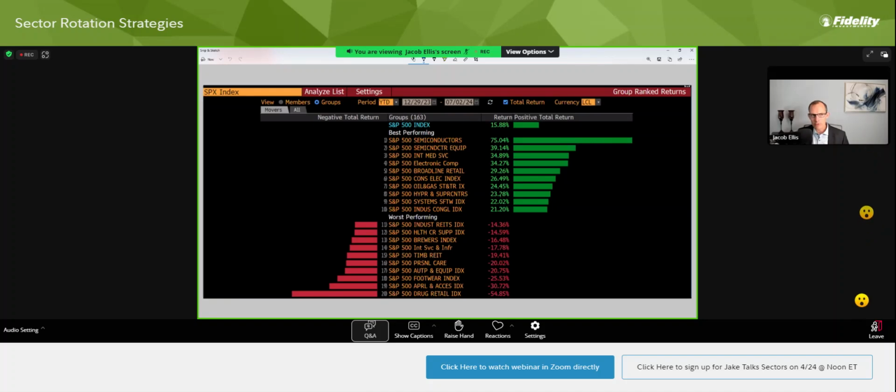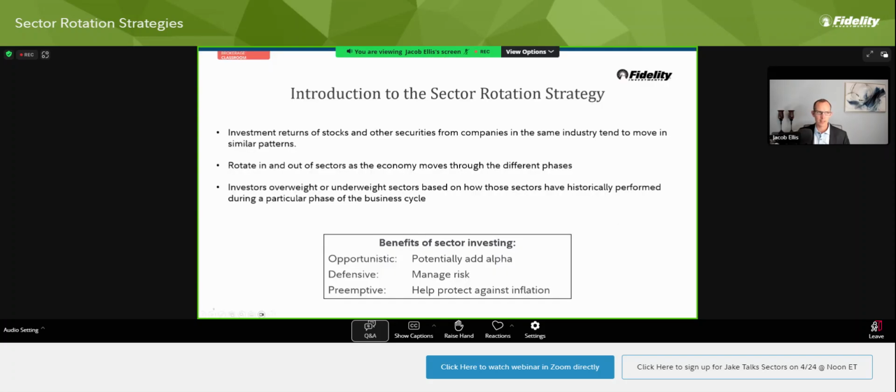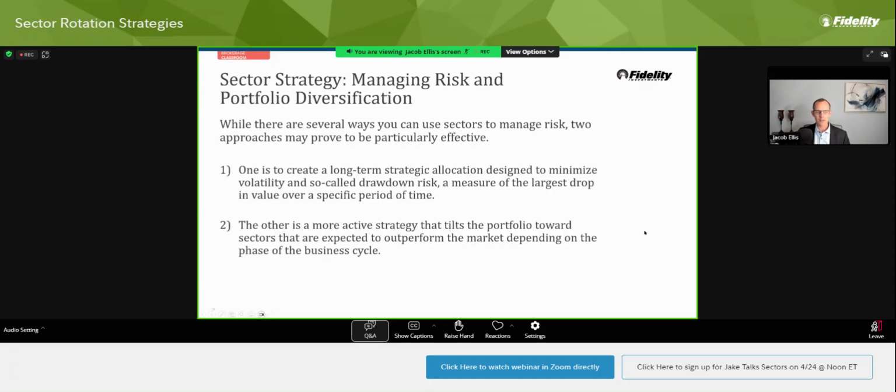As we take a look through, this is why you may benefit from adjusting your portfolio based upon the different moments and opportunities you see out there in the market. So let's go ahead and take a look and see how that relates over time. Ways that you can do so.